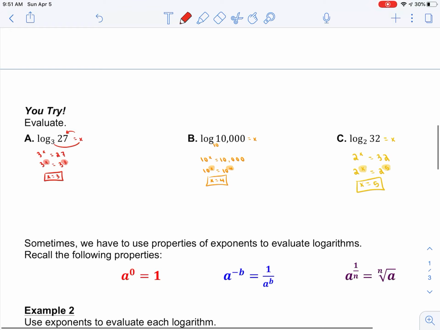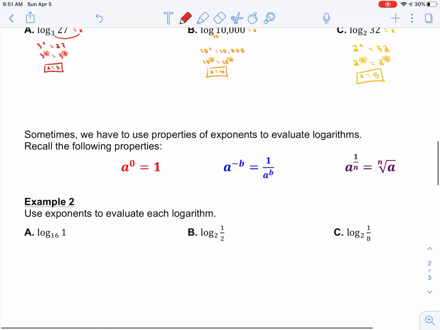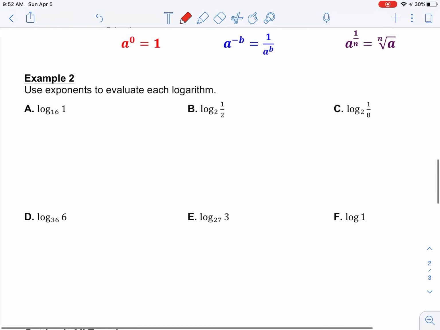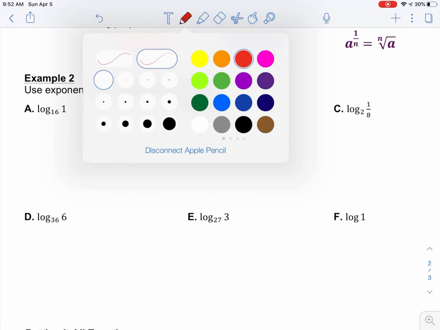Moving on, we are going to talk about specific types of exponents that you might encounter as you do these evaluating log problems. Three different properties of exponents that we wanted to discuss were the 0 exponent. Remember, anything raised to the 0 power is 1. The negative exponent. Remember, negative exponents mean reciprocals. And then the rational exponents, which remember are the same thing as radicals. So the next set of questions are going to deal with these types of exponents.